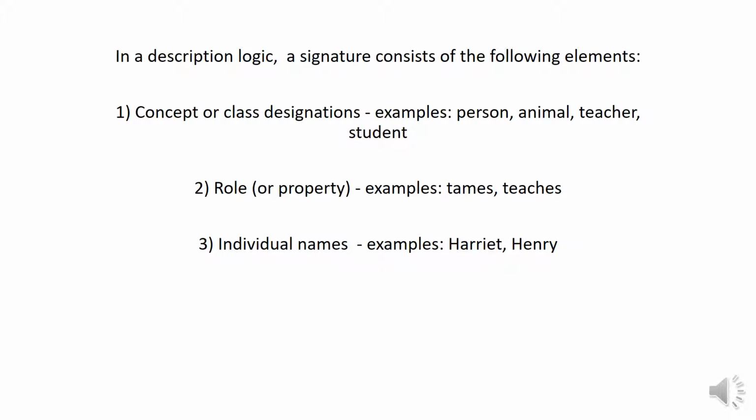In a description logic, a signature consists of the following elements. First, a concept or class designation. For example, persons, animals, teachers, students. Second, a role or property. Examples could be tames or teaches. Third, individual names. Let's say Harriet and Henry.